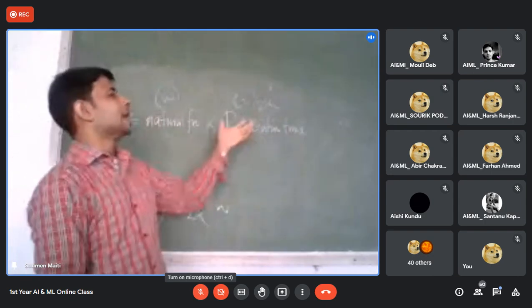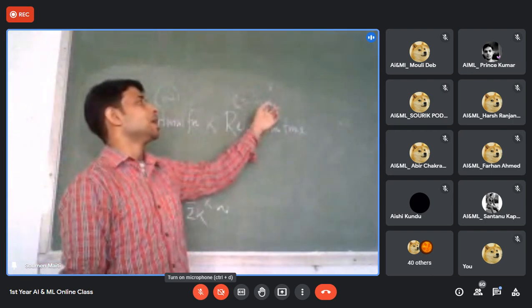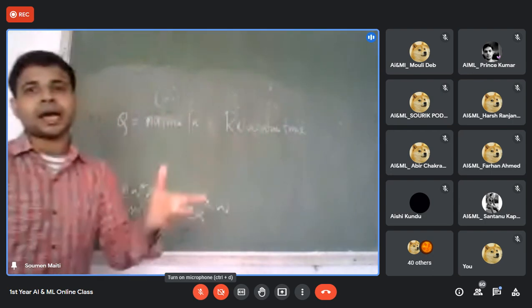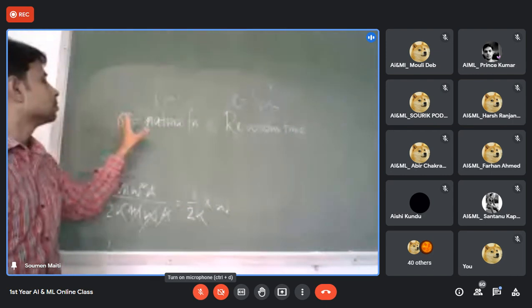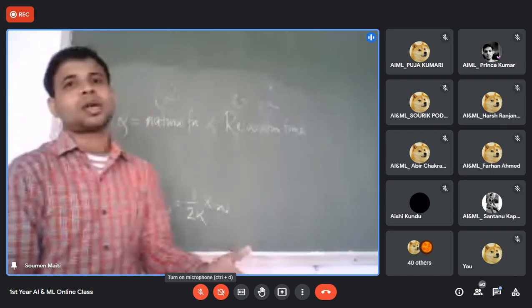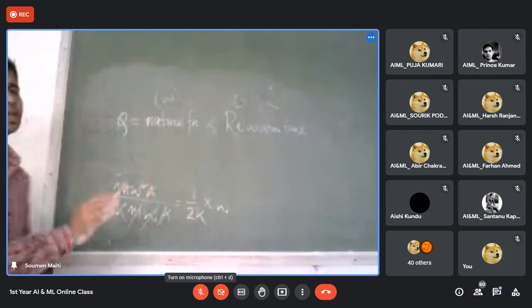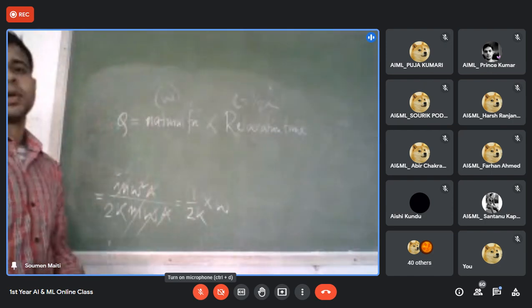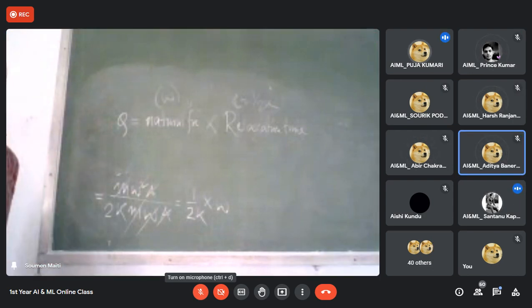So obviously, it will depend on k. If the value of k is higher, then the quality factor will be less. If the value of k is small, then it will be this kind. Is it clear to everyone?